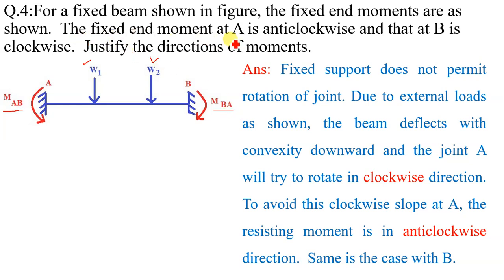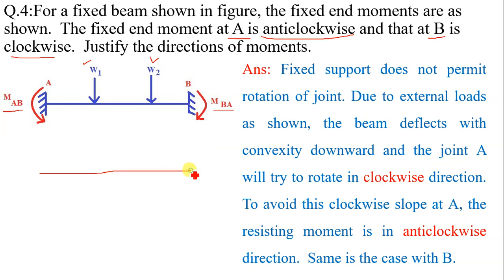The fixed end moment at A is anti-clockwise and that at B is clockwise. So how will you justify the direction of moments? Why is the fixed end moment at A in anti-clockwise direction and why is the fixed end moment at B in clockwise direction? That you have to justify.